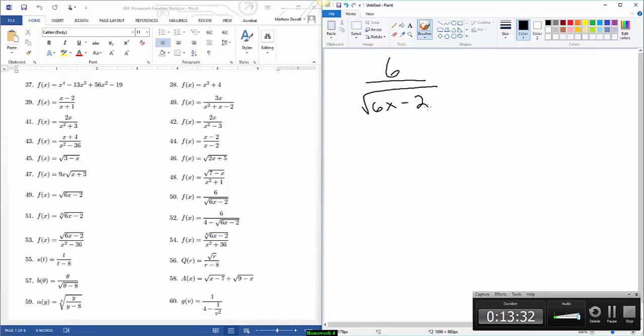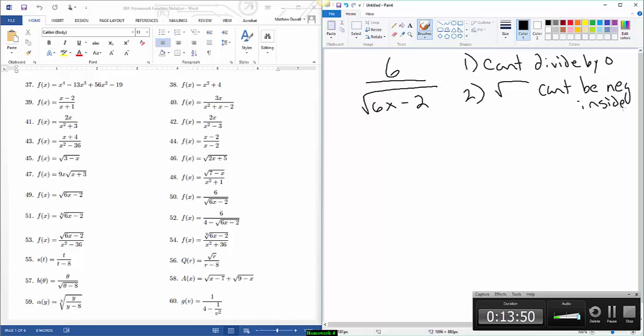So there's two things going on here. One, I can't divide by 0. Two, I have a square root, which can't be negative inside of it. So I could just say, well, I know that 6x minus 2 has to be greater than or equal to 0, but we know it can't be 0, so I can just get rid of that equal to. And then from there I can just solve for what my x is.